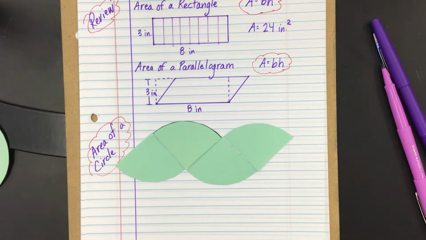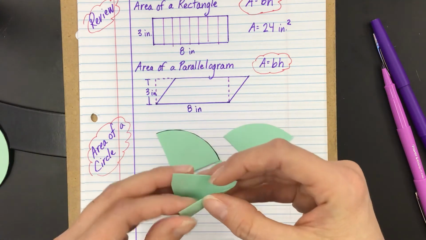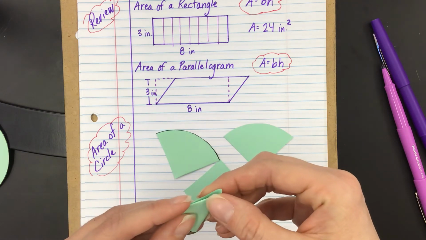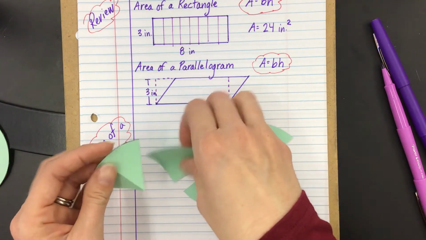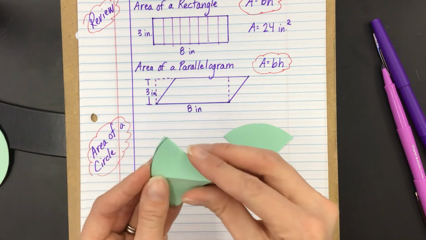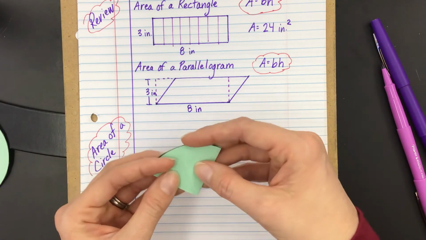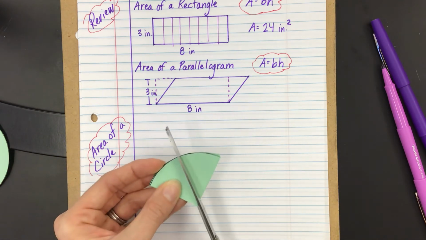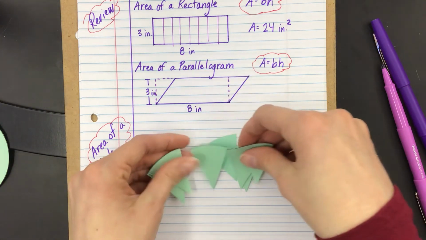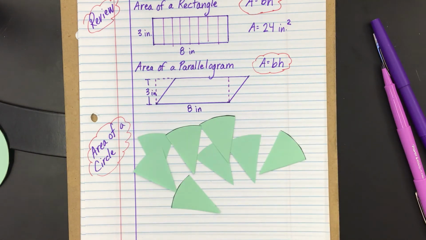Okay, so what I want you to do is take all of your quarter pieces and cut them in half so that they're now eighths. So you're cutting up your pizza pie into nice slices that are easy to eat. I'll give you a minute to get your stuff cut out, and then I'll show you what to do with this.